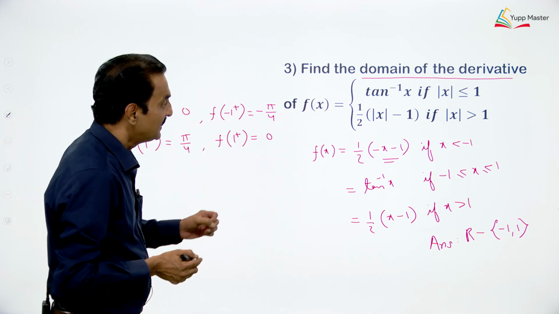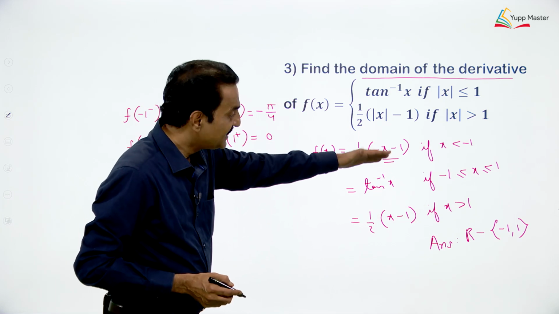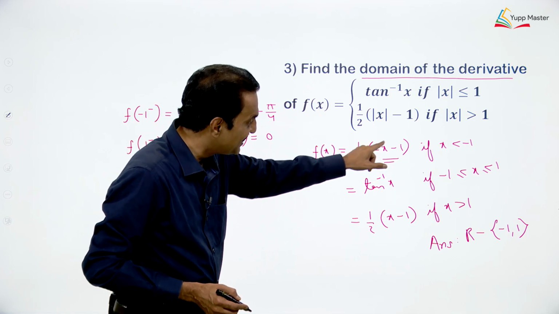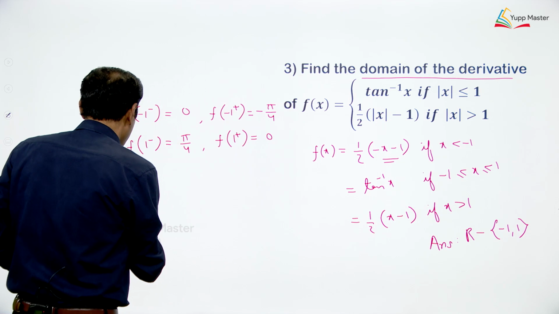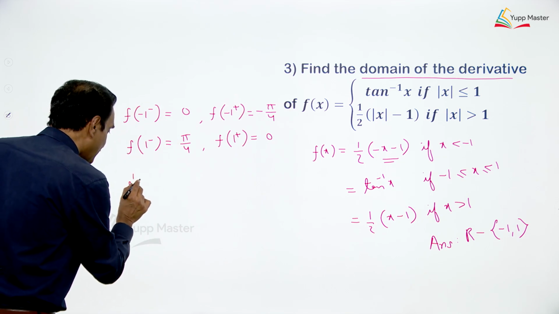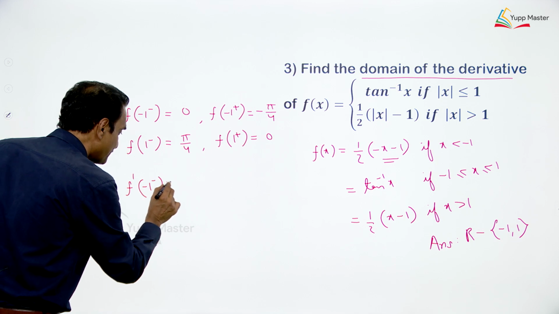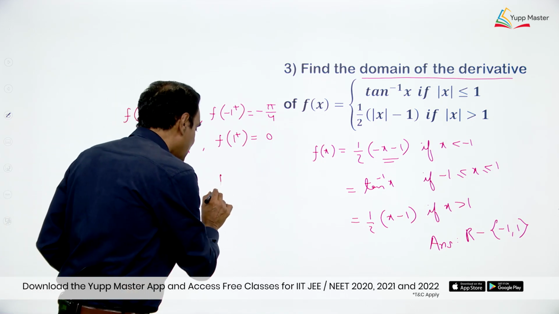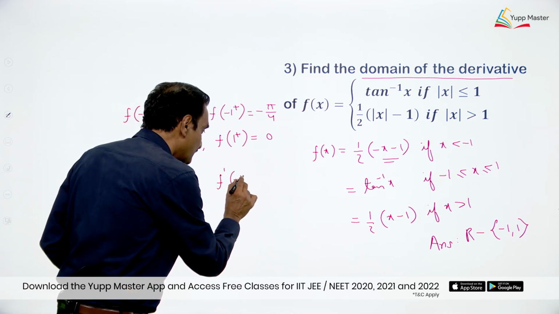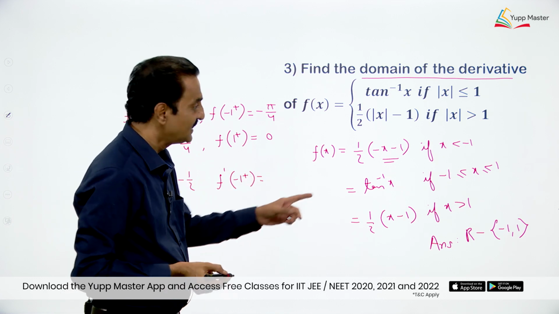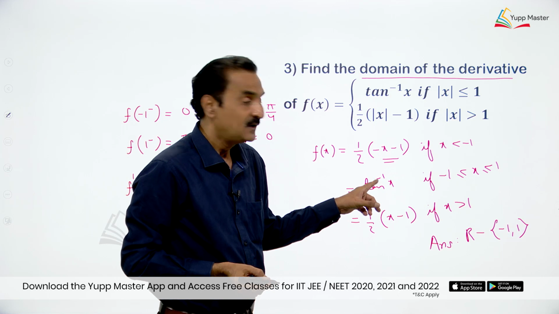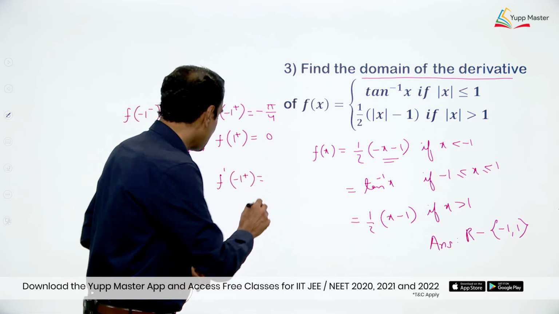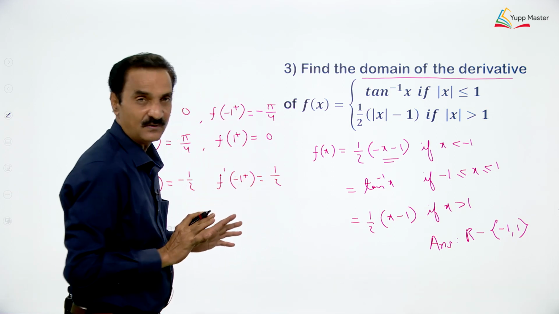But if you directly check the differentiability, what happens? Let us see. If you want to check the differentiability, we have to check left hand derivative and right hand derivative. What is the left hand derivative at -1? Directly differentiating this, you will get -1 by 2. That means f dash -1 minus is -1 by 2. And if you calculate right hand derivative, f dash -1 plus, we have to directly differentiate this. What is the derivative of tan inverse x? 1 by 1 plus x square, and putting x is equal to -1, you will get 1 by 2. So, they are not equal.